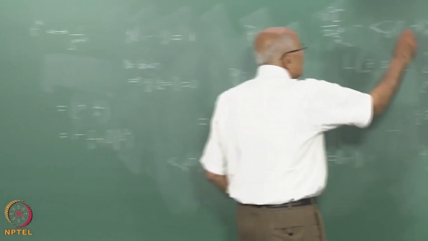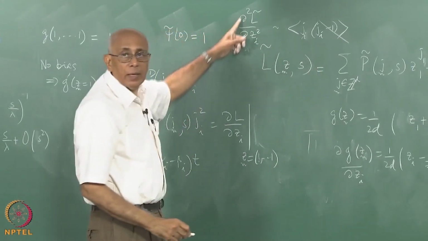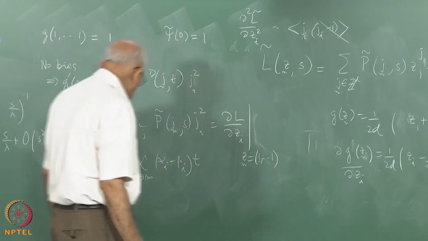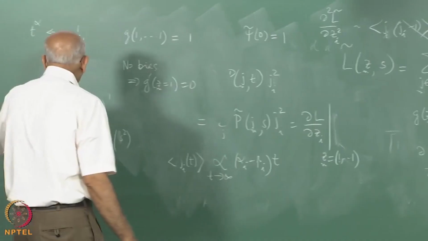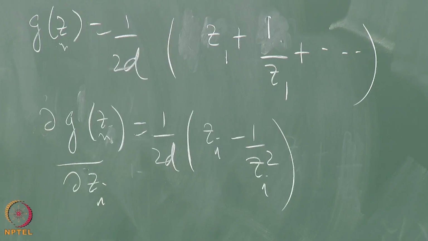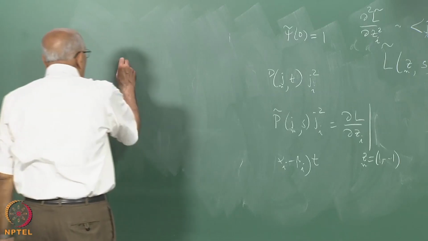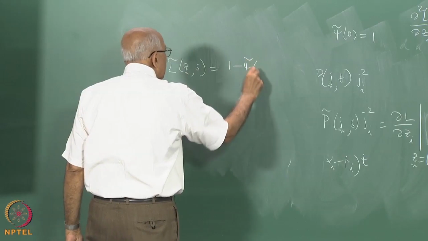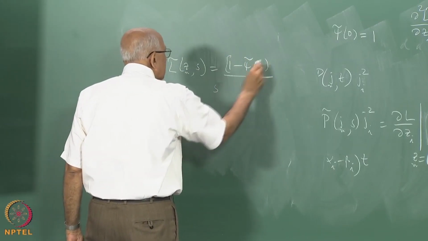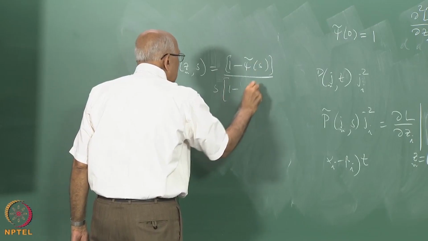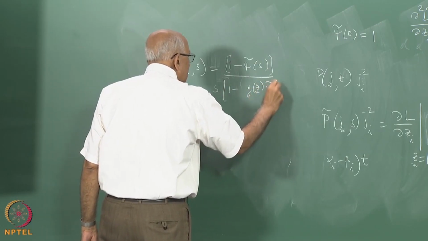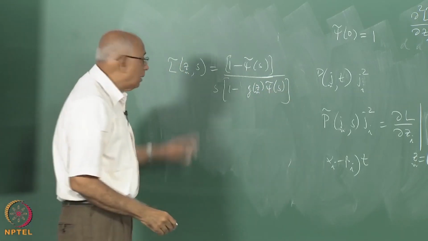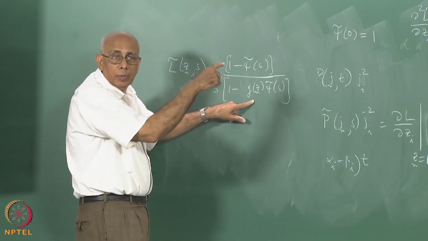Therefore it is sufficient to take the second derivative of this guy, and that will tell me what the behavior of this is at long times immediately. So let us go back and quickly do that. I have L tilde of z, s equal to 1 minus psi tilde of s over s times 1 minus g of z psi tilde of s. I have to differentiate this twice. I differentiate it once, I am going to get a g prime on top.